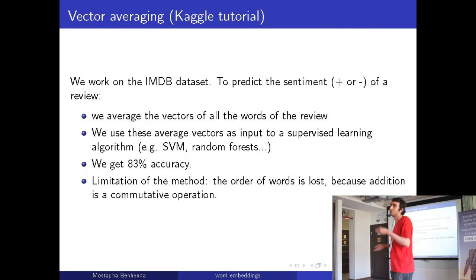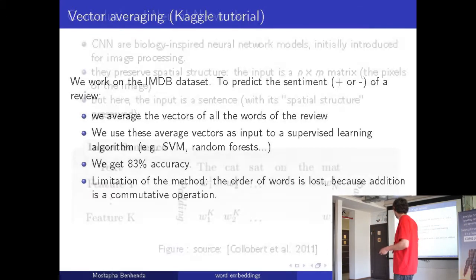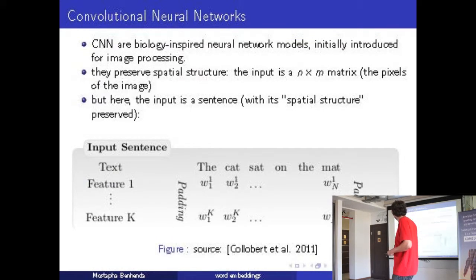So it's very honest results for a very simple method. But of course, if you want to get more than 83%, it becomes much more difficult, because when you do this kind of averaging, you lose the order of your words, because A plus B is the same as B plus A. So you lose a lot of information by doing this naive method, but it's still, I think, a very honest method. Then we can use more sophisticated methods for this problem.